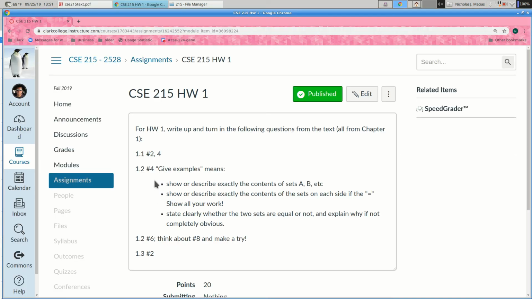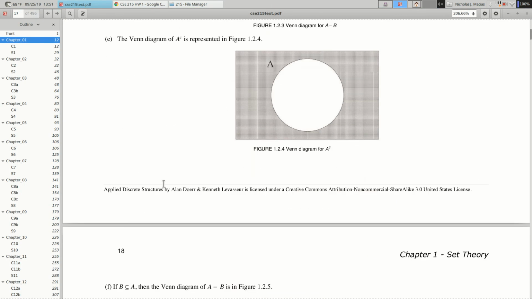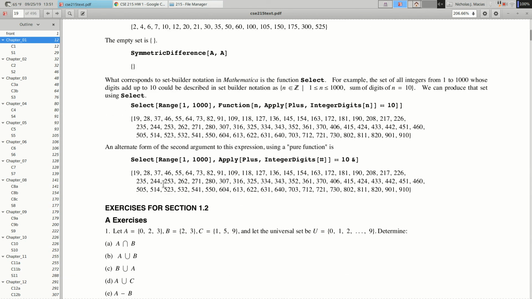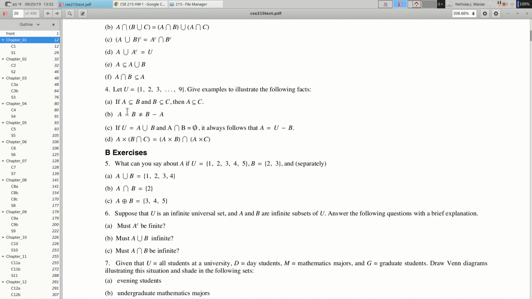And then section 1.2, I would like you to do number 4. And number 4 is asking you to show some of these equalities that we've just talked about. So give examples to illustrate the following facts. For example, A minus B is not the same as B minus A.